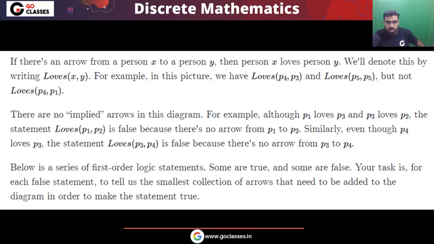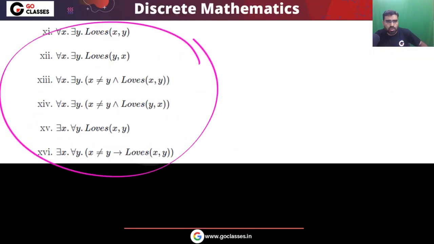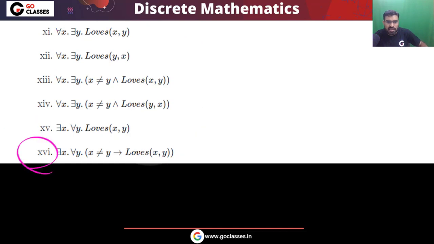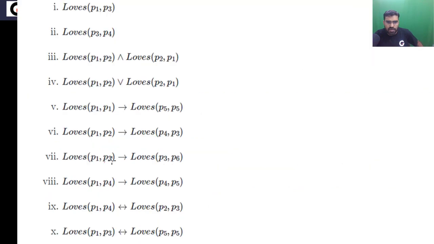These are the first order logic statements, a total of 16 statements. Now you have to find out which are true and which are false. Also remember, for each false statement, you have to tell the smallest collection of arrows that need to be added to make that statement true.